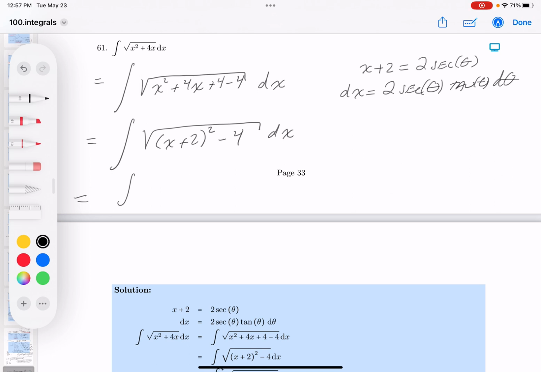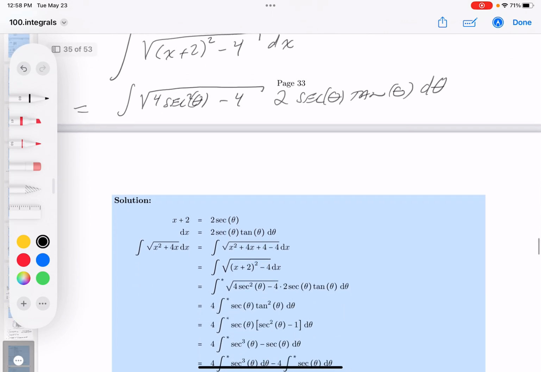So what do you get over here? You get the root of, that's going to be 4 secant squared theta minus 4. And what's dx equal to? 2 secant theta tangent of theta, and that's d theta. All right, it looks much worse. I'm going to simplify, and what I'm looking for is the number part first. So I'm seeing a 4 here, a 4 there. I factor that out, square root of 4, which is 2. I see another 2 over here, so I'm going to factor out a 4 now.